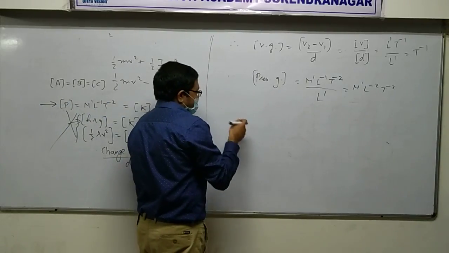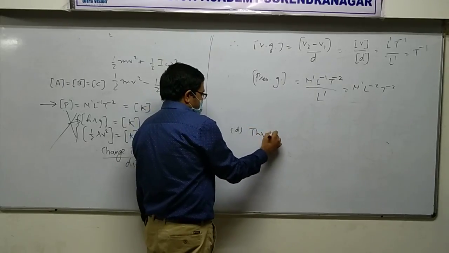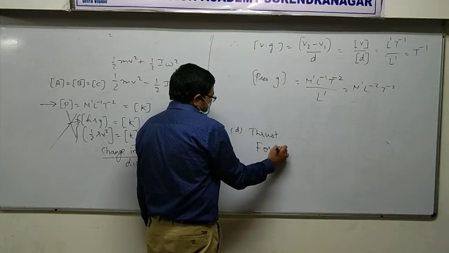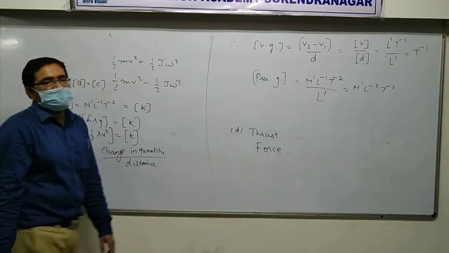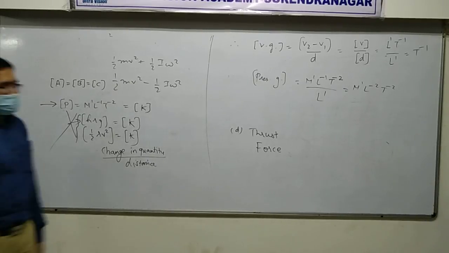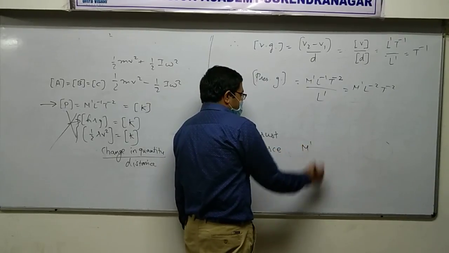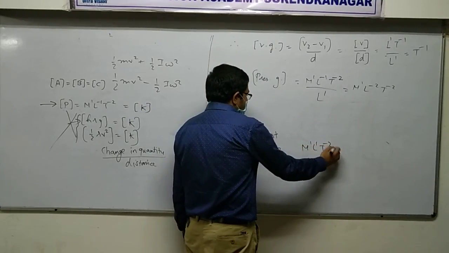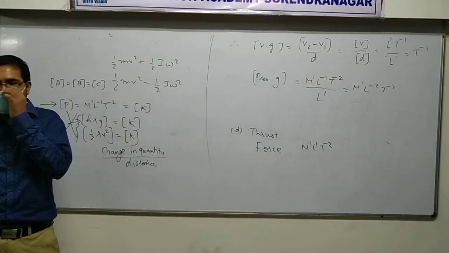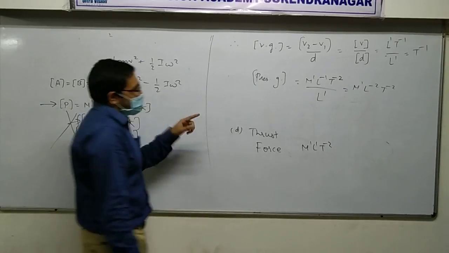Let me tell you about D first. D is written as thrust. Thrust is actually another name for force. Thrust is a kind of force. So what are the dimensions of thrust? M raised to 1, L raised to 1, T raised to minus 2. Does it match with pressure? Obviously not. So C will be the answer.